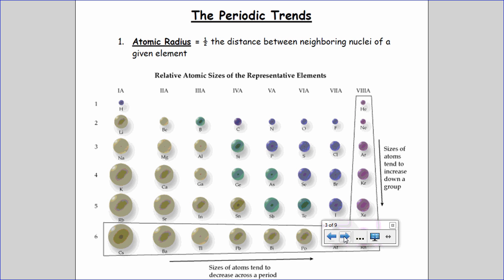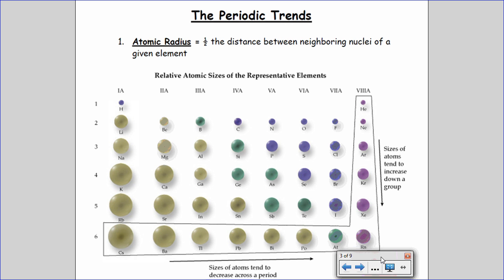So here's a great picture that I kind of just showed you, but this one's in your notes pack. The atomic radius is technically half the distance between neighboring nuclei of a given element. So if you put two potassium atoms together, you measure how big those are across, cut it in half, and that's how big one is. It's kind of like the radius of a circle. In reality, it's how big they are.